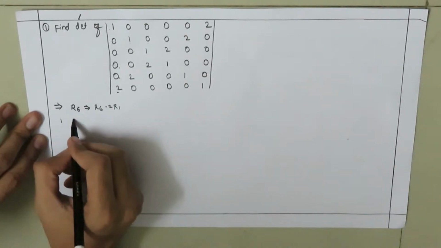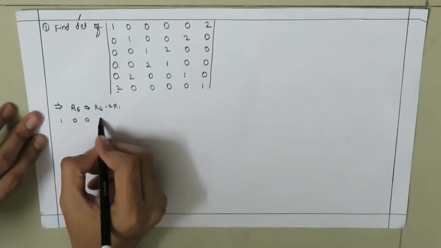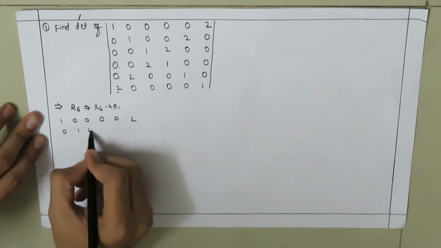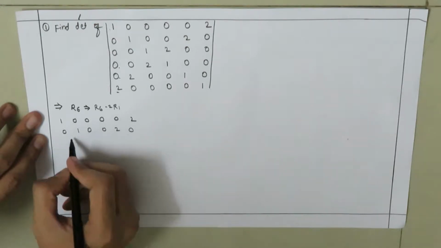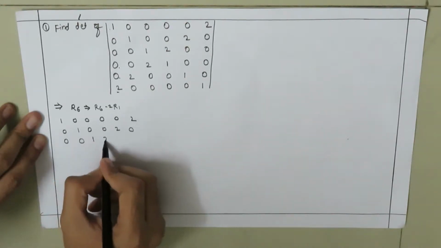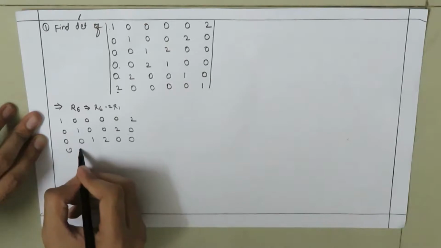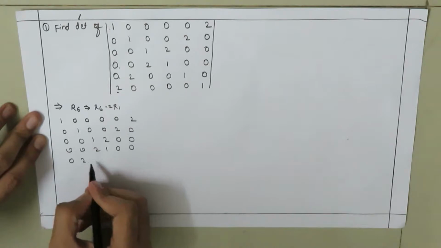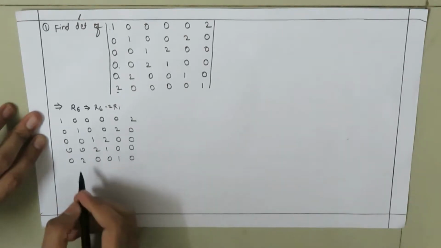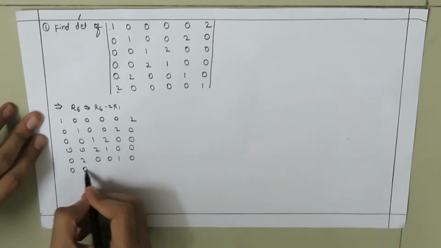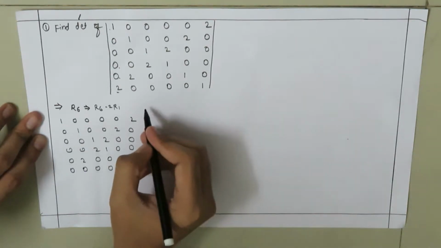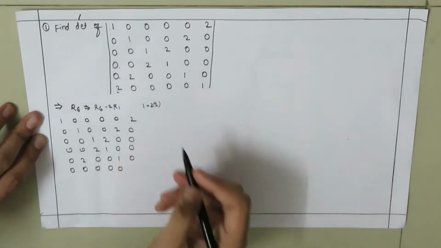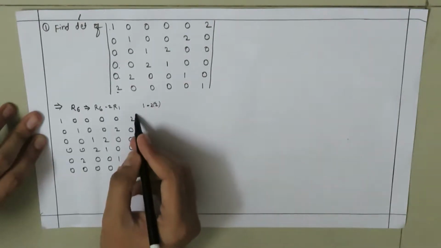So here we'll get 1 0 0 0 0 2, and this will be 0 1 0 0 2 0, 0 0 1 2 0 0, 0 0 2 1 0 0, and this will be 0 2 0 0 1 0. This will be 0 0 0 0 0, and this will be 1 minus 2 times 2, which is 1 minus 4, that is -3.